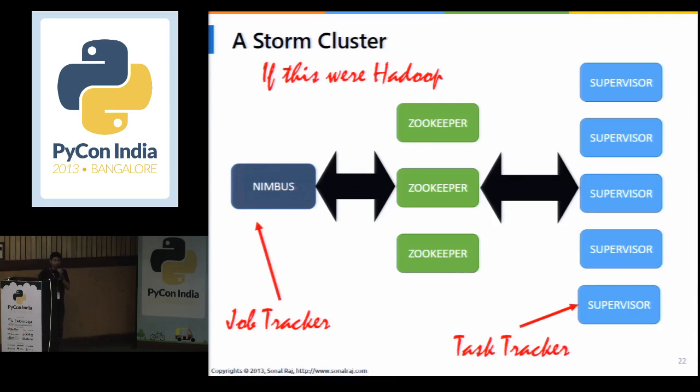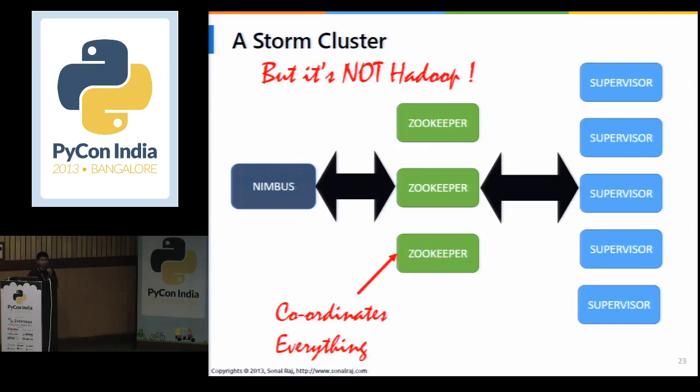So if this was Hadoop, Nimbus was called the job tracker, and the other tasks would be called the task tracker. But this is not Hadoop. So the nodes in a Storm topology are stateless. They don't store any data. They don't store any information. They receive, process, pass out.